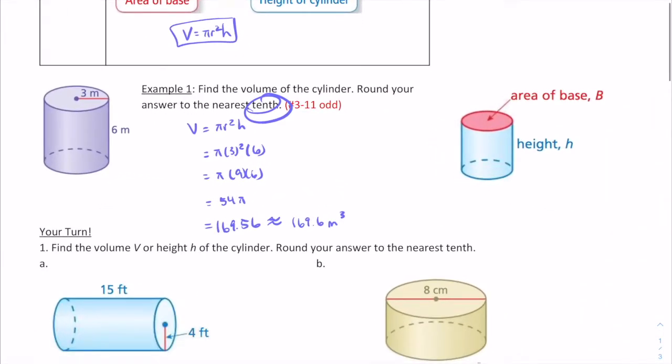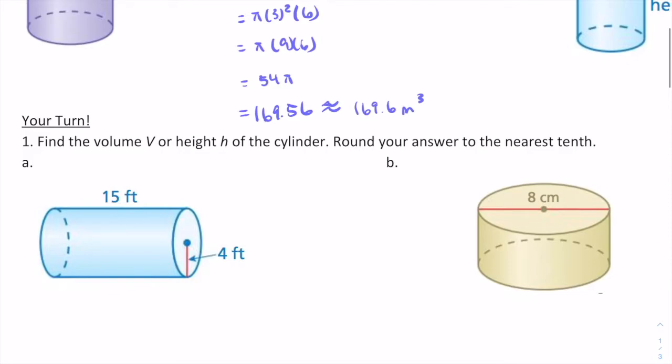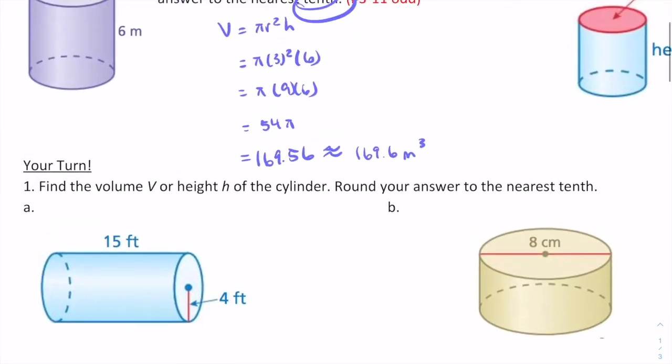Okay. So why don't you do 1A and 1B using the formula? Be careful with B because this is the diameter. So what is the radius then? Just use that to help you out.